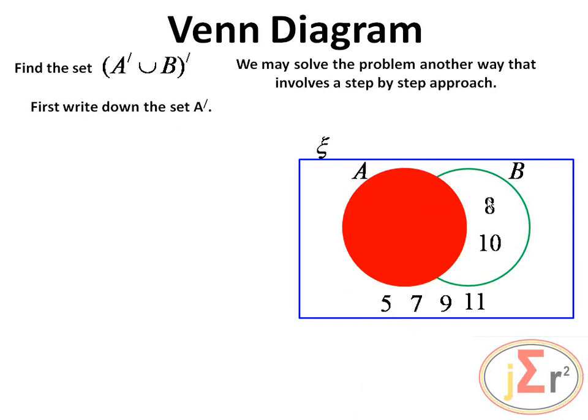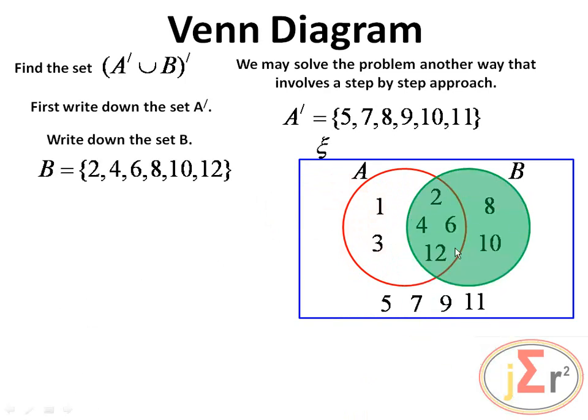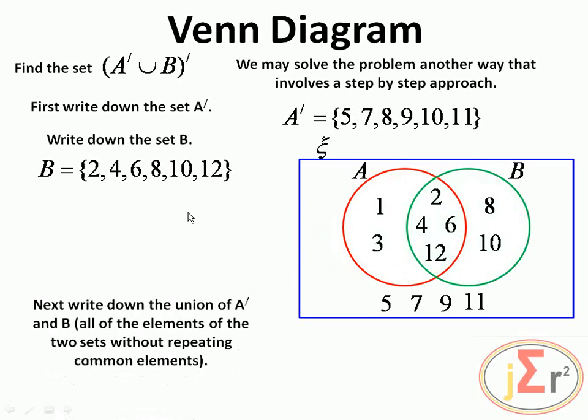So A complement is that set that we had before. That's A complement. And then we are going to write down what? This set B, which is this one. B goes there. What do we want next? A complement union B. So let us do that then.